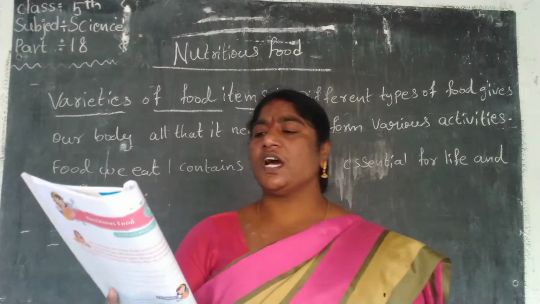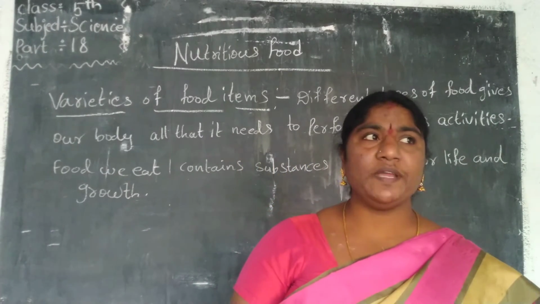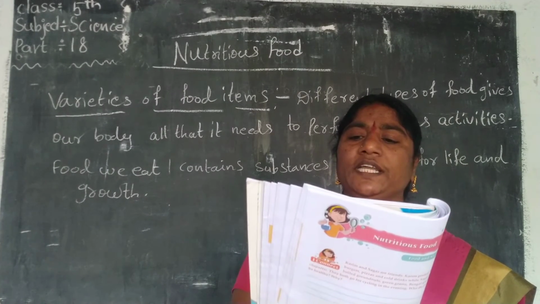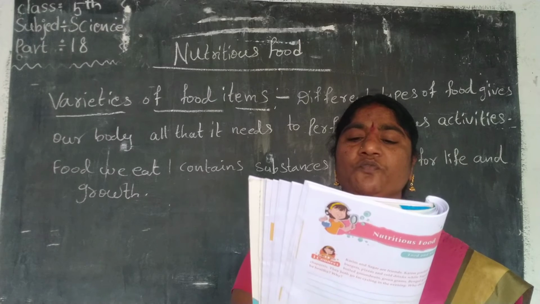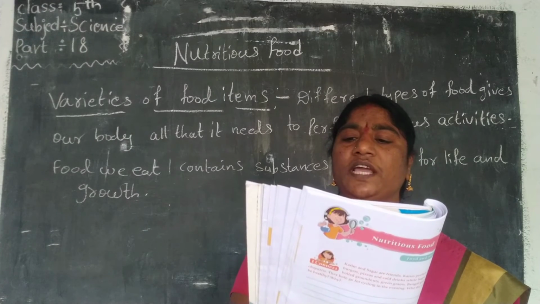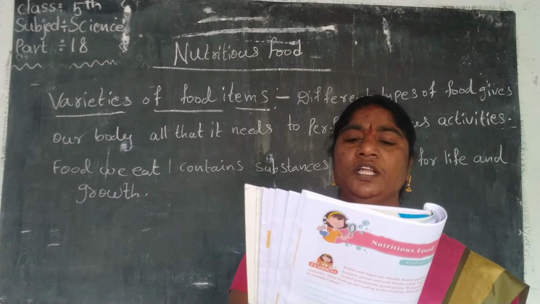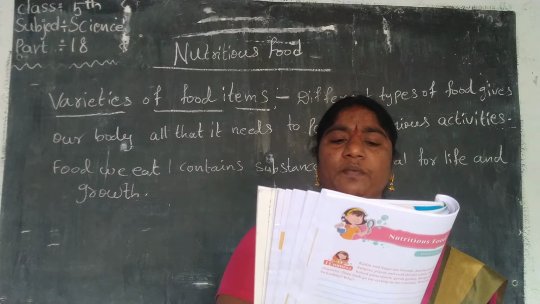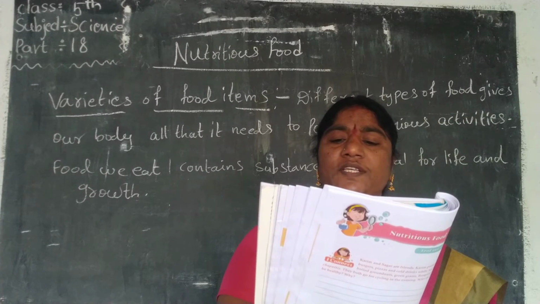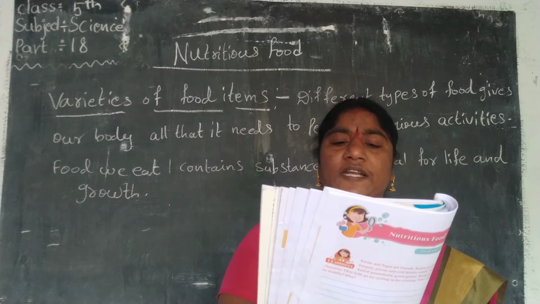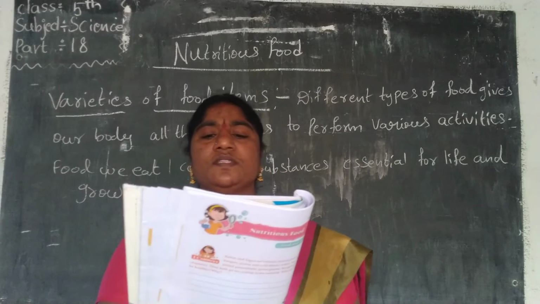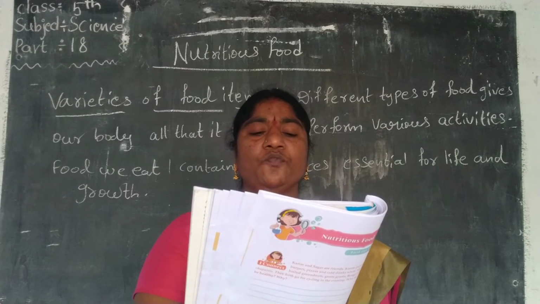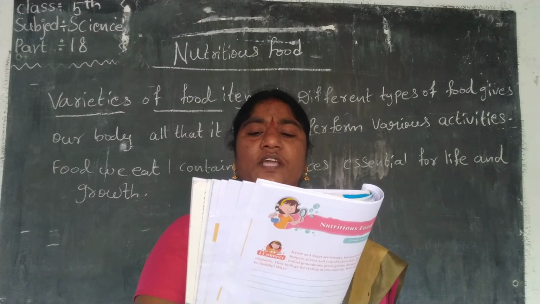Now, varieties of food habits and varieties of food items. The different types of food give our body all that it needs to perform various activities. Food we eat contains substances essential for life and growth. These substances are called nutrients. They give nourishment to our body. Food can be divided into different categories based on the nutrients it contains.